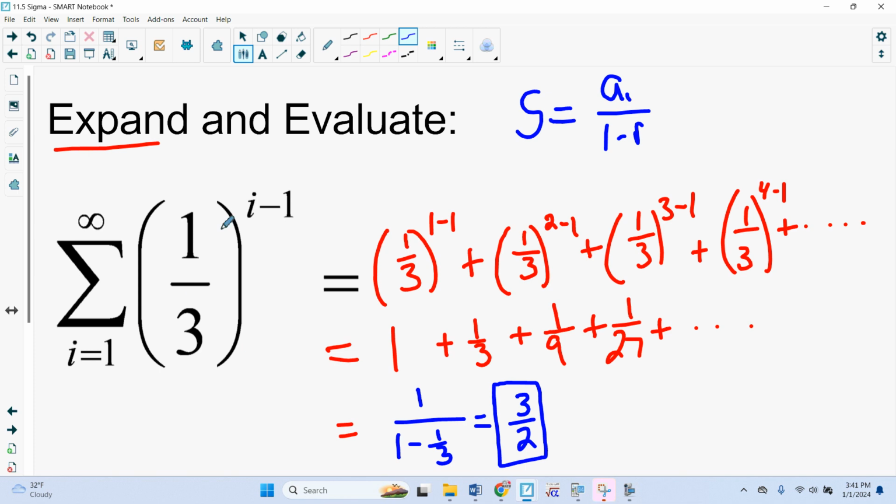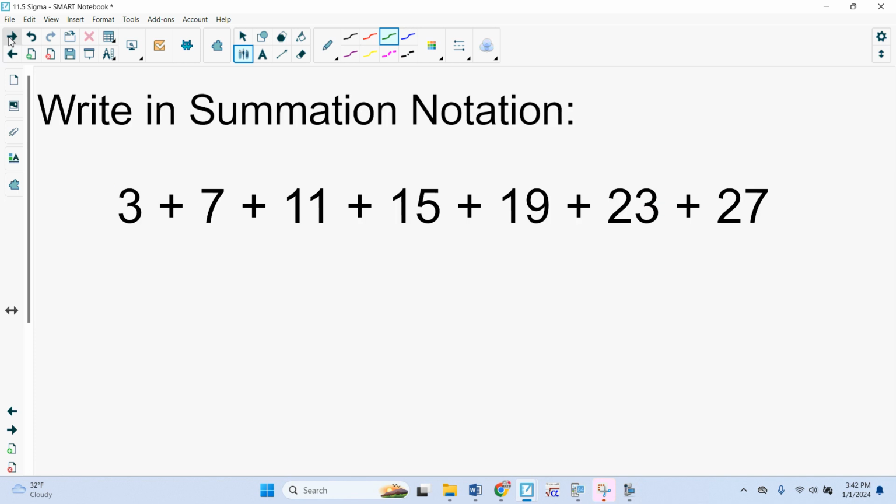Okay. So we can't do this one necessarily on the calculator because you can't plug infinity into the calculator. So we want to expand it to kind of figure out the pattern and figure out what kind of series it is, and then we can use our formulas to solve the geometric series.